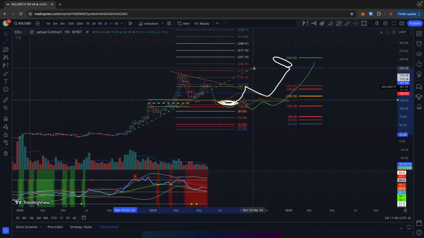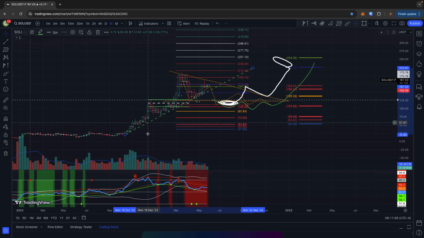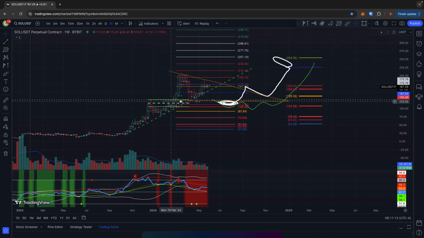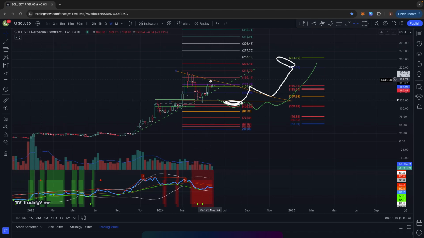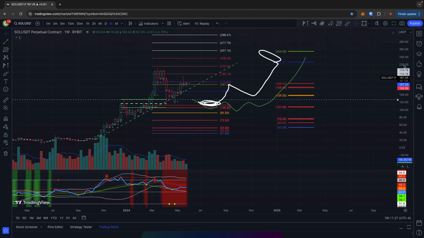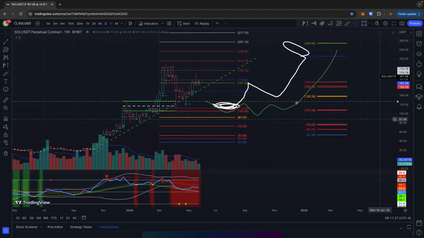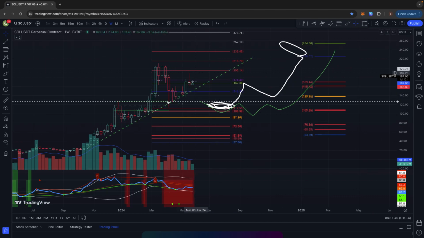I'll give you one piece of advice. The wicks, don't use that. Use the body. The wicks is the failure, right? So if you're using the wicks for your levels, and that was just a swing failure pattern, then you're using the most extreme of the data. It's like when you're calculating averages and stuff, you're not even near the standard deviation, you're like two deviations away from it. So just keep all that in mind, that the price wants to come into this green line.